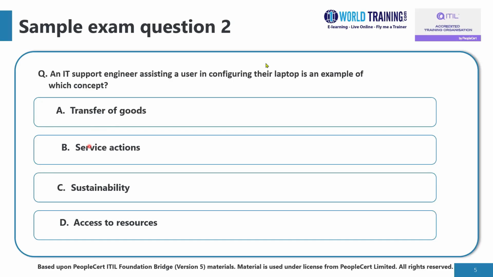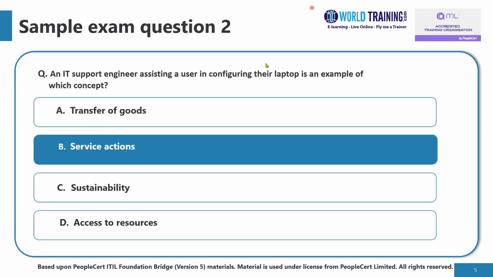Choice D is also incorrect because access to resources, wherein the service consumer gains access to the service provider resources and uses them according to agreed terms and conditions. For example, this could be access to an application, access to a cloud system, or whatever on similar lines. So B, service actions would be correct.